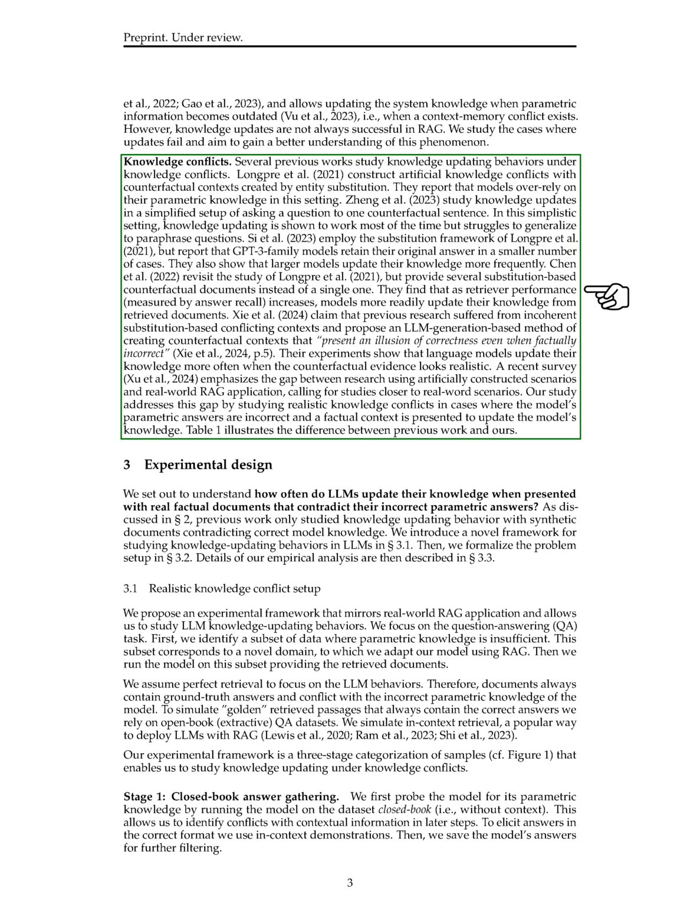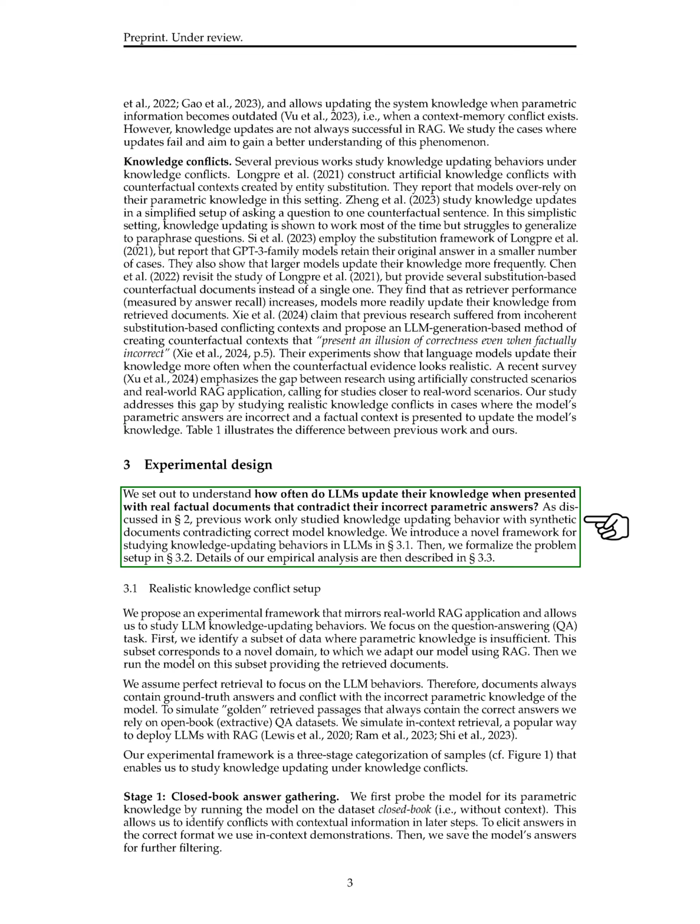Section: Experimental Design. In this section, we aim to understand how often language models, LLMs, update their knowledge when faced with real factual documents that contradict their incorrect parametric answers. Previous studies only looked at knowledge updating behavior with artificial documents that contradicted correct model knowledge. We introduced a new framework to study knowledge updating behaviors in LLMs and then explained the problem setup. Our empirical analysis details are provided next.